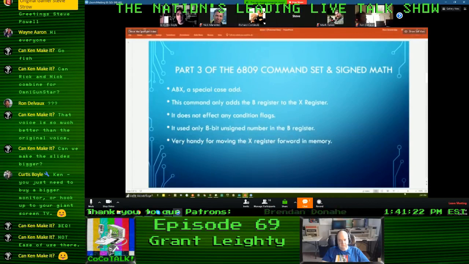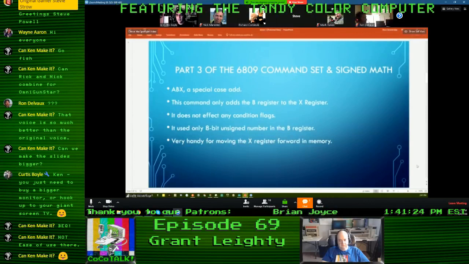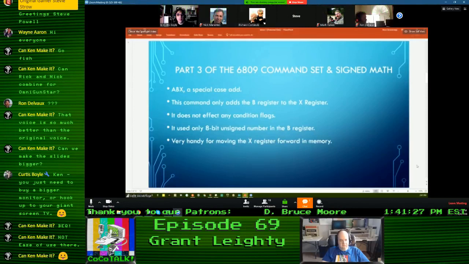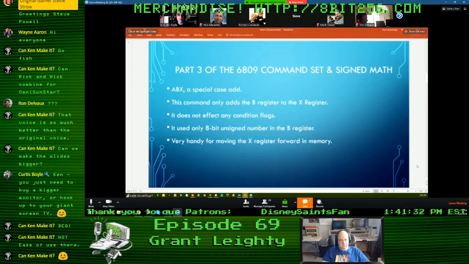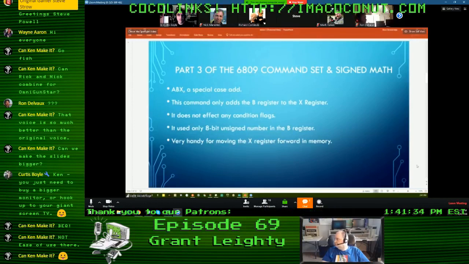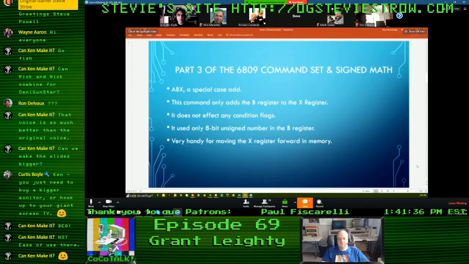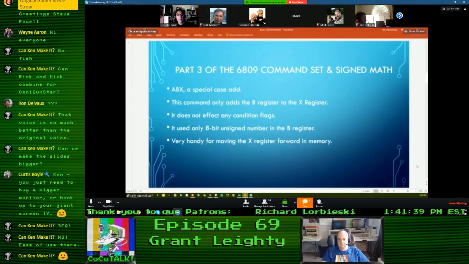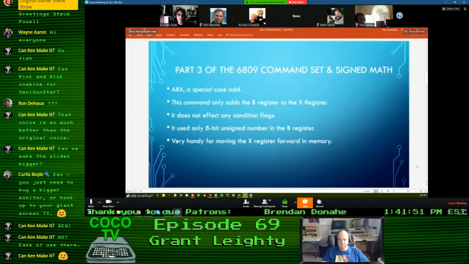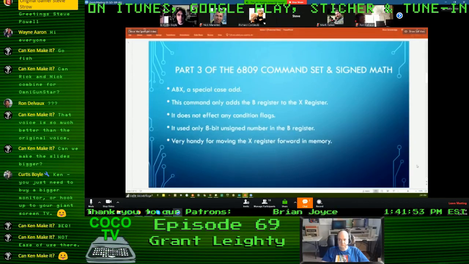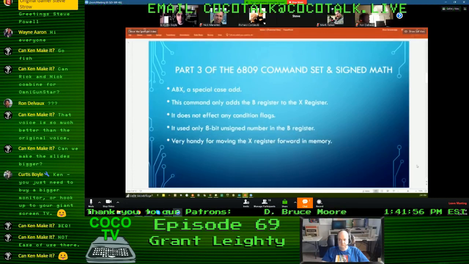Now we have a very specific instruction, ABX. Basically, it's really a special case. It only works with 2 registers. And it was put in the 6809 because they had a similar instruction in some of the earlier 6800 based processors. So they wanted to carry across, and it can get pretty useful too. Basically what it does is takes the contents of the B register and adds it to the X register.